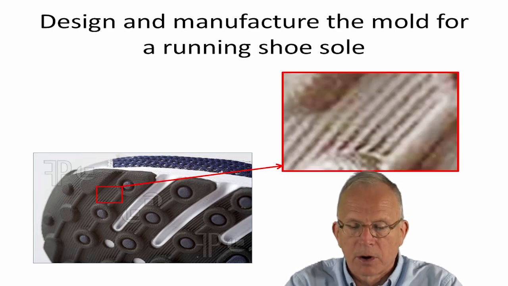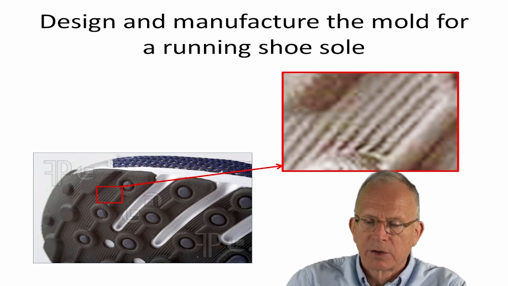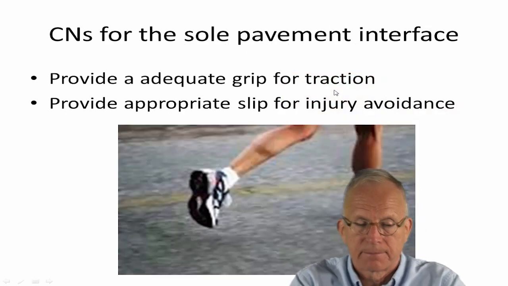So let's take a look at the design and manufacture of a mold for a running shoe. Let's zoom in on part of this. In the detail, we're looking at the roughness in this region. Actually, we could look at a lot of it. What we're thinking about is how we would make that roughness there.